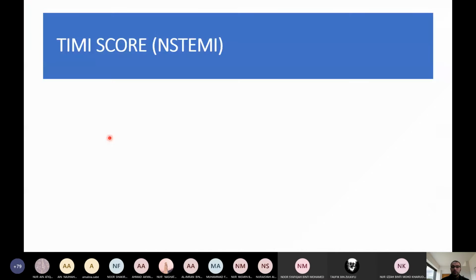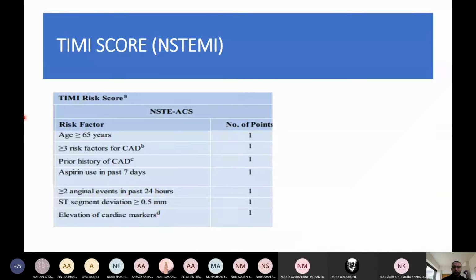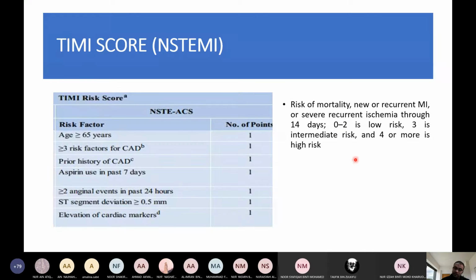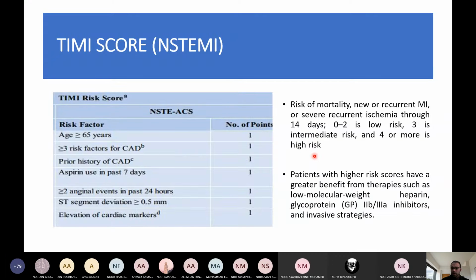Okay. What about the TIMI score for non-STEMI? Non-STEMI, as we can understand now, in terms of severity is less, and the TIMI score is a bit different from what we have highlighted for STEMI, and even the interpretation is quite different. We can see here 0 to 2 is under the low risk, 3 under the intermediate risk, and 4 or more will be the high risk. So most likely the high risk score means need for an invasive strategy.